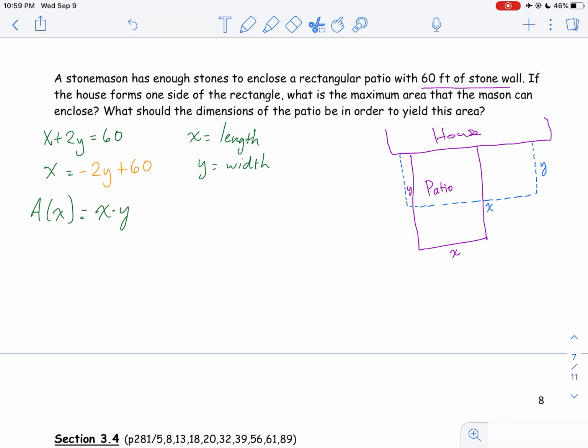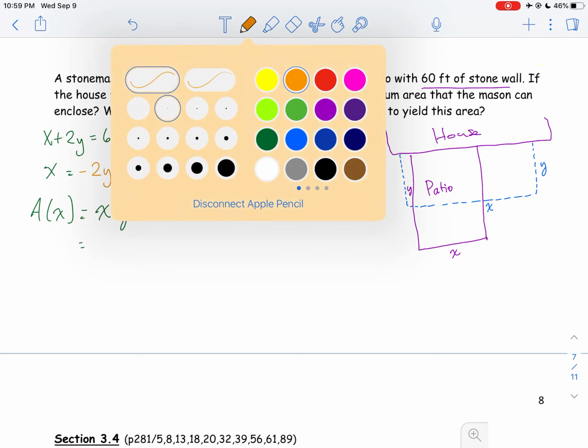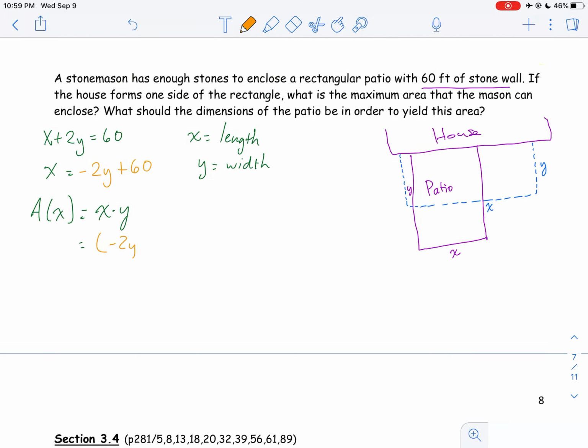Alright, so what I'm going to do now is I'm going to rewrite my area function as x, but instead of x, I want to put what x is equal to. I want to put it as negative 2y plus 60, times y.